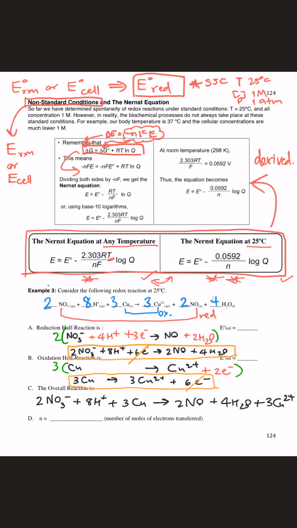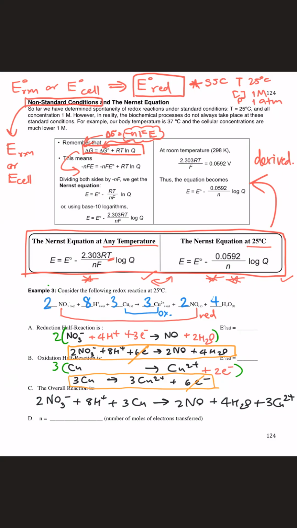You can also make sure whether your reaction is balanced or not by looking at the number of elements, and also looking at the summation of the charge. So we have 2 nitrogen, we have 6 oxygen, and 4 plus 2 is 6 oxygen. We have 8 hydrogen, we have 8 hydrogen, we have 3 copper, we have 3 copper. So the elements are equal on both sides.